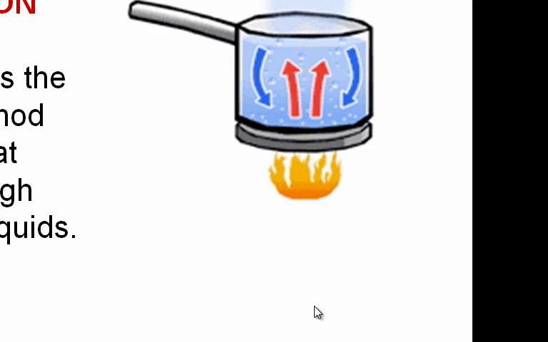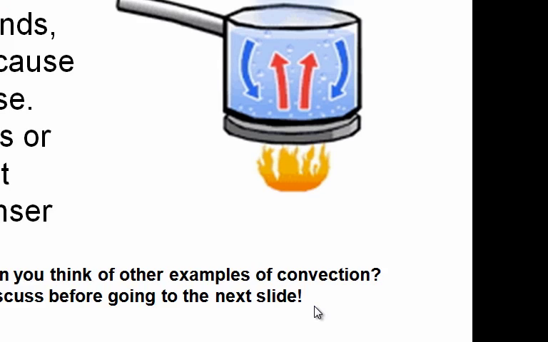This creates a convection current. Convection is the primary method by which heat moves through gases and liquids. We'll discuss this topic a little bit more in class later this week. Also, as a gas or liquid is heated, it expands, warms, and it becomes less dense.